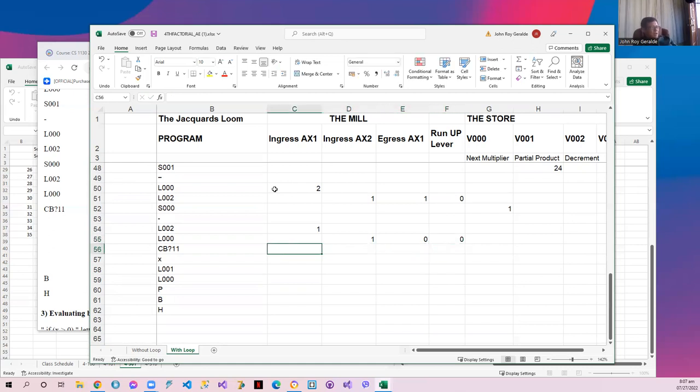Okay, so shall we move backwards or forward? Backward or forward? Anyone? Forward, because the run-up lever is a reset. So we will do a times. Okay, times of L001. Okay, L001 is now 24. We're just doing this, no? This is just an extra step so that we can print the result. L00 is 1. Okay, this becomes 24, we do a print.